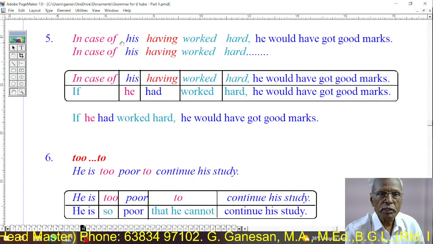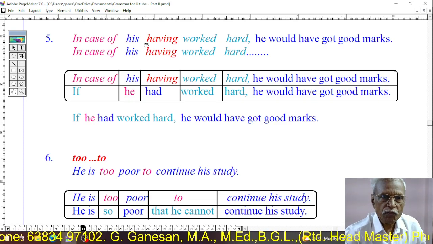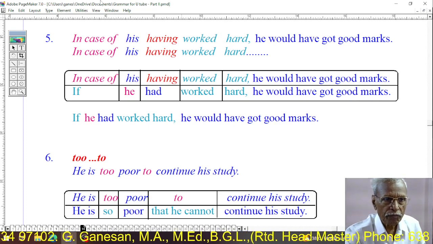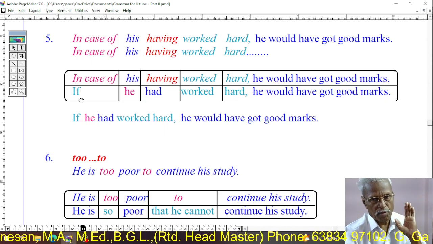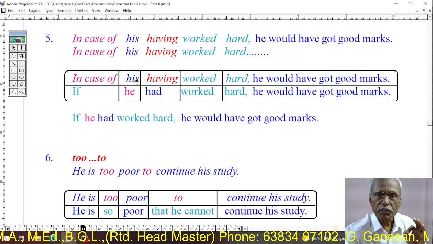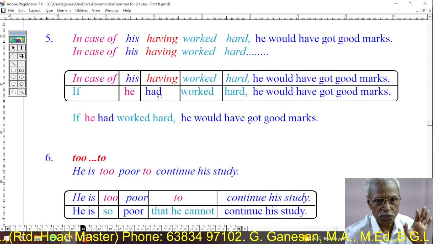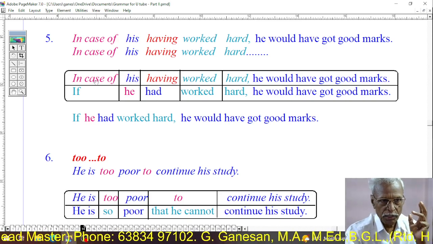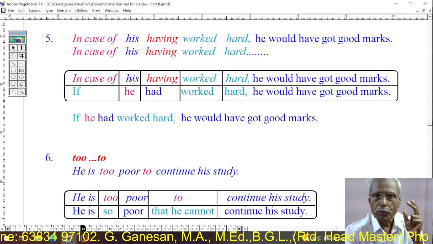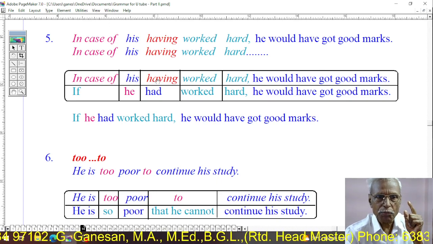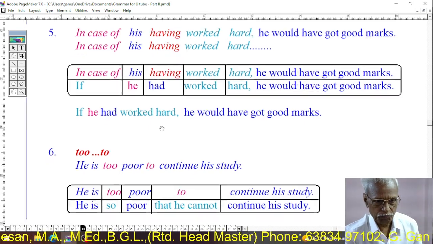Fifth example: "In case of his having worked hard, he would have got good marks." "In case of his working hard" is the phrase. "In case of" is the complex conjunction "if." "His" becomes "he," the possessive becomes the subject. "Having" becomes "had." There are three changes: the phrase becomes a complex conjunction, the possessive becomes the subject, and the present participle becomes a verb in the past, since all things are over. If he had worked hard, he would have got good marks.